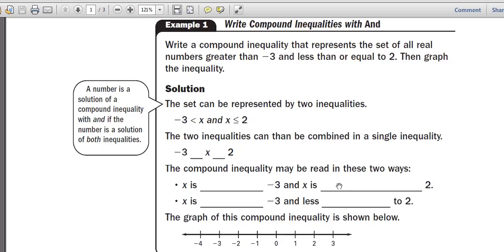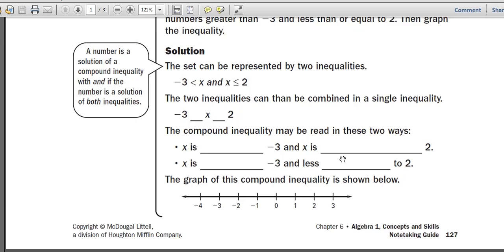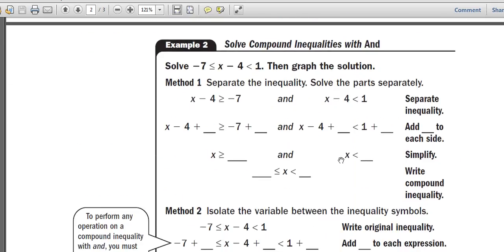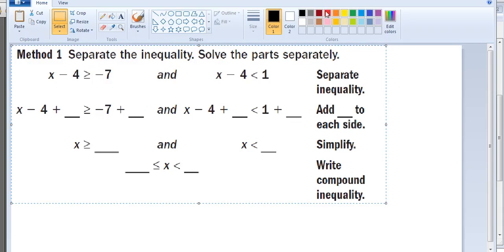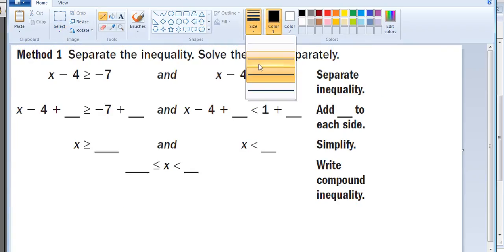Now we're going to move on from example 1, turn the page and go to example 2. We're going to have two methods of solving this one. So here's the first method, and let's get our pencil set up here. First thing we're going to do is you'll notice it used to say -7 less than or equal to x minus 4 less than 1. Now what we've done is we've separated this.